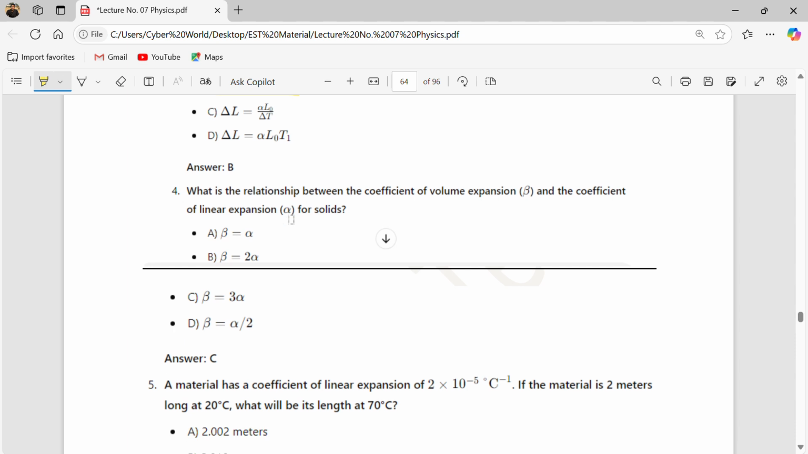What is the relationship with the coefficient of volume expansion? We know that beta is equal to 3 times alpha, because volume expansion is 3 times the linear expansion for solids, not for liquids. It's mentioned for solids. Sorry, this is 3 times. So the correct one is option C.